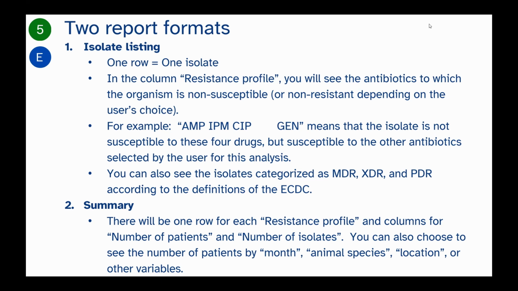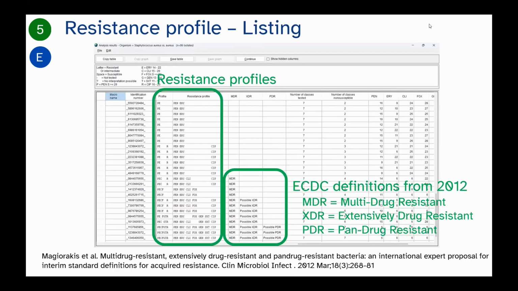In the summary of the listing, you will see each profile in a new row and columns for the number of patients and the number of isolates. You can also choose to see the number of patients by month, by animal species, by location, or other variables. This is an example of the listing.